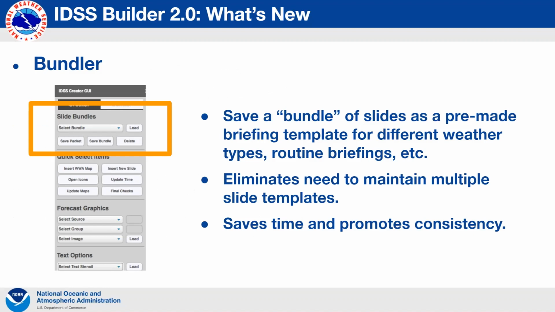So instead of creating multiple slide files to serve as briefing templates for different weather types such as severe storms, winter weather, marine, etc., the bundler will keep everything housed in just one template and ready to be loaded on demand. This not only eliminates the hassle of maintaining and reconfiguring multiple slide files whenever the regional baseline templates are updated, but the bundler should also save you a considerable amount of time and promote more briefing to briefing consistency. That just comes about by being able to load up the same preset template every time.